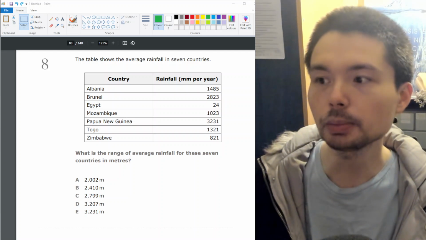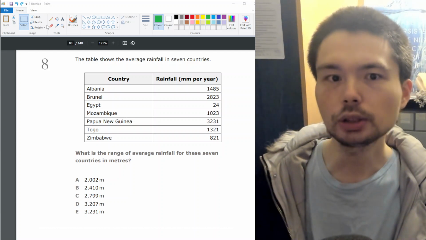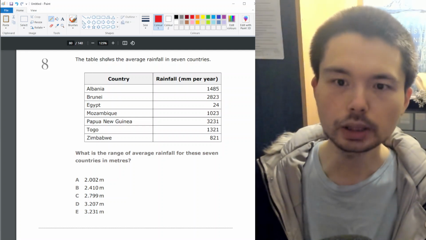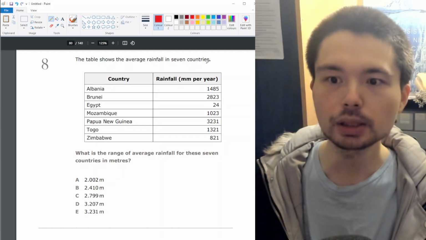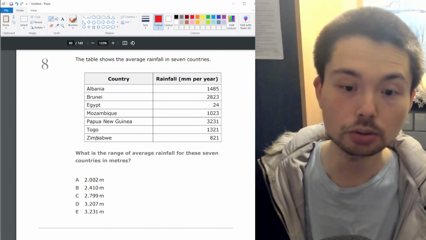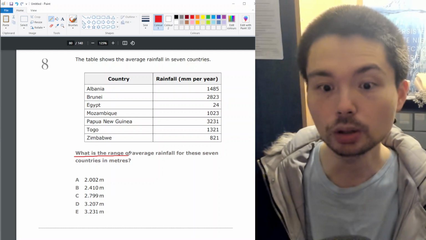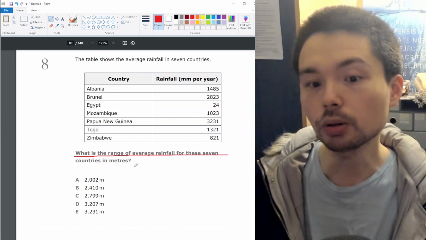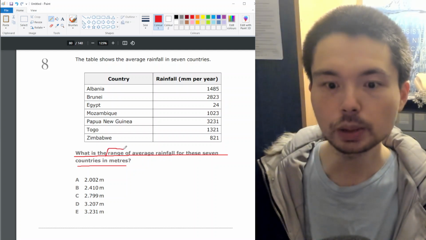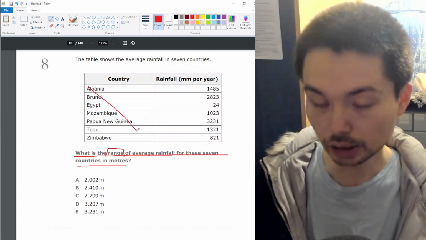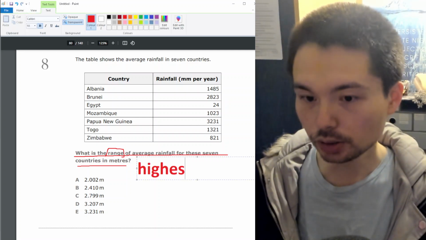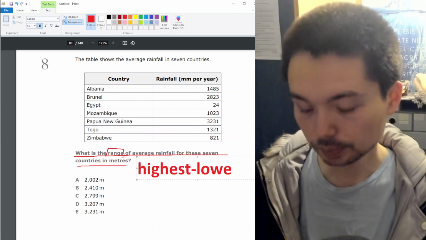This looks like a table average question. The table shows the average rainfall in 7 countries, Albania to Zimbabwe. The countries' names do not matter. Underline the info. What is the range of average rainfall for these 7 countries? Now, range is a statistic we can measure when looking at all the countries. Range means highest minus lowest. If this is new for you, you need to write it.